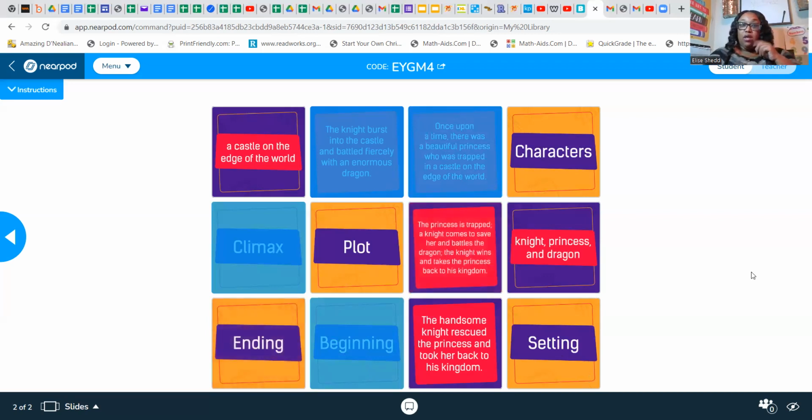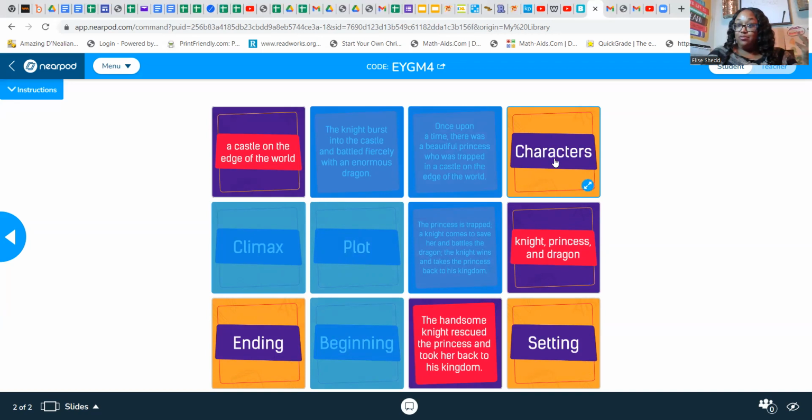Let's try another one. Now, it's either the characters, setting, or the plot. They're talking about the characters, but they're talking about what's happening to the characters, right? Setting. Is it just talking about the setting? Is it just talking about the characters? So what's left? The plot. Let's see. Yes, it told us the whole story, all in one paragraph.